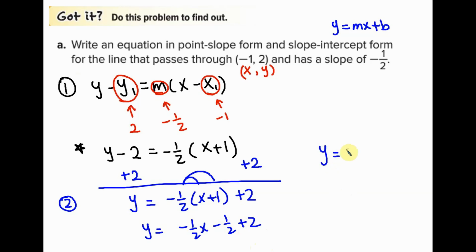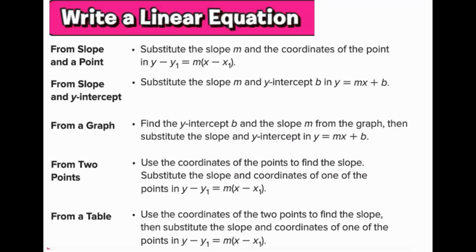y is equal to negative 1/2 x plus 1.5. This is going to be your second part of the answer. Here's a summary of how you can write a linear equation when you are given point-slope form or slope-intercept form in 3 different cases.